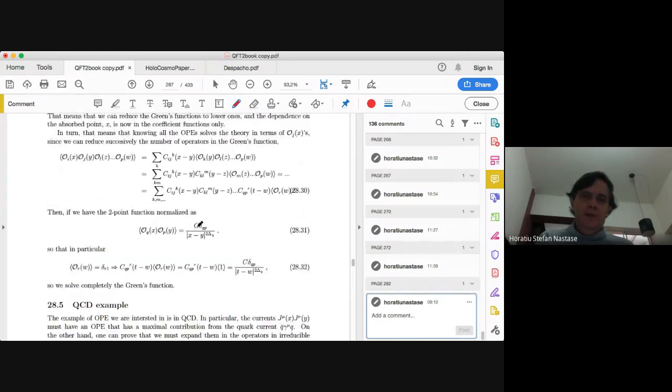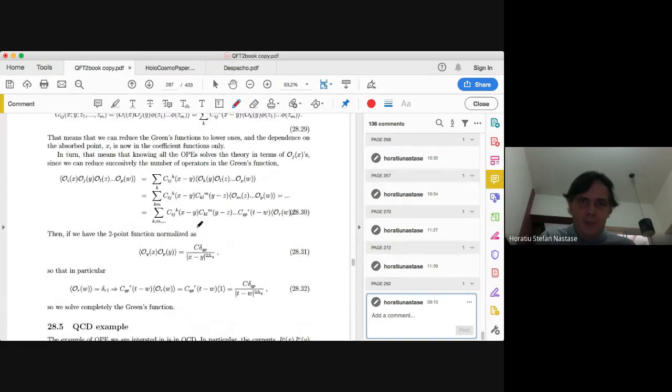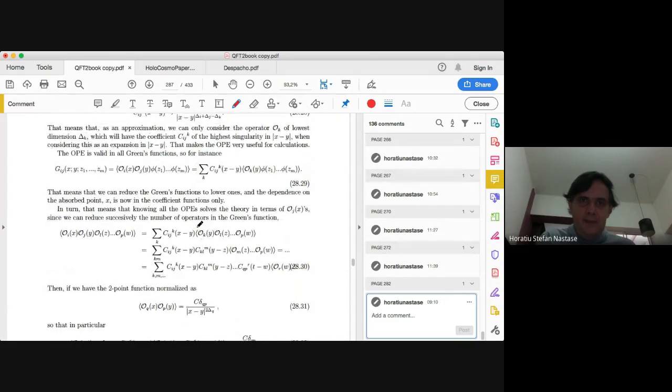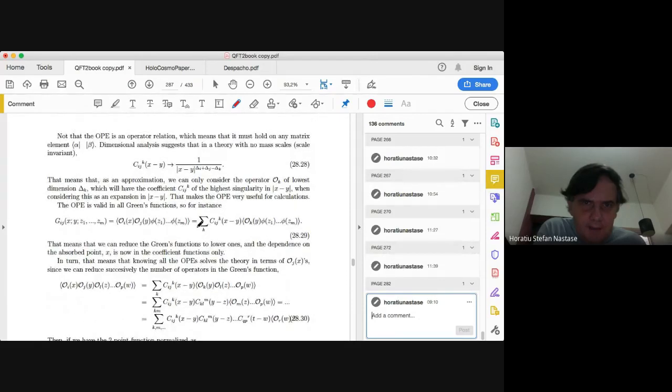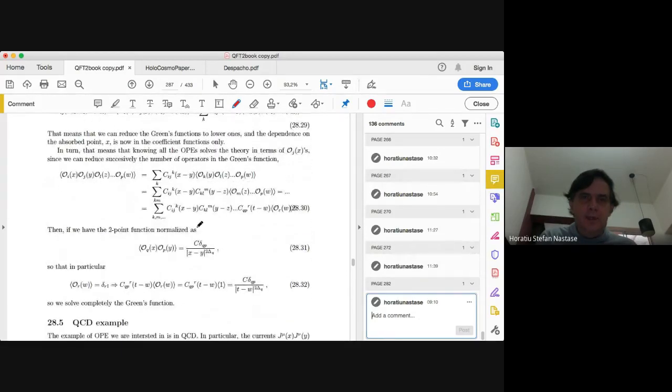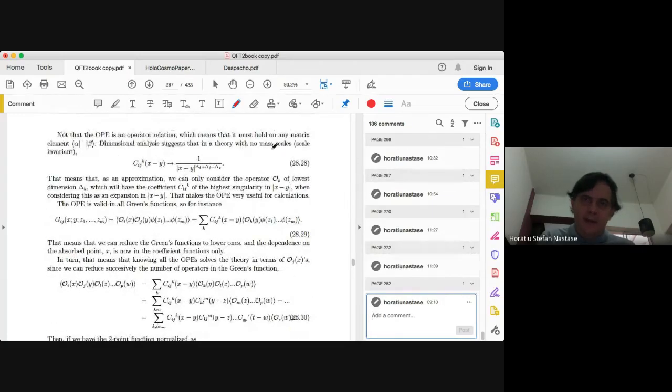Of course, there's one thing that I haven't discussed. Maybe I said it here. These coefficient functions. Oh yeah, I said it here. There's no mass scale. So in a theory with no mass scales, the coefficient functions go to 1 over x minus y to the power delta_i plus delta_j minus delta_k.